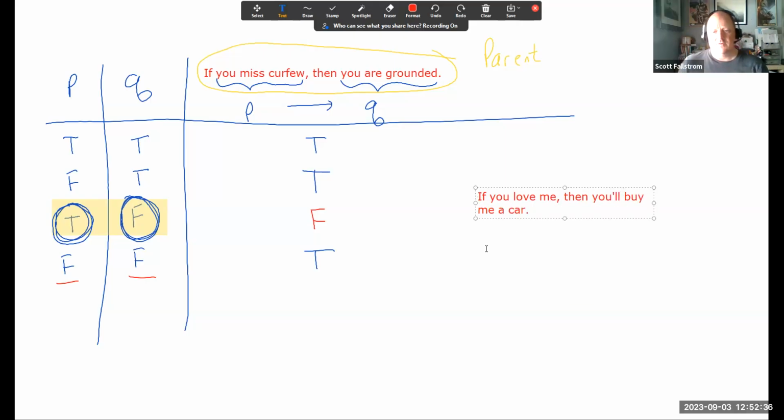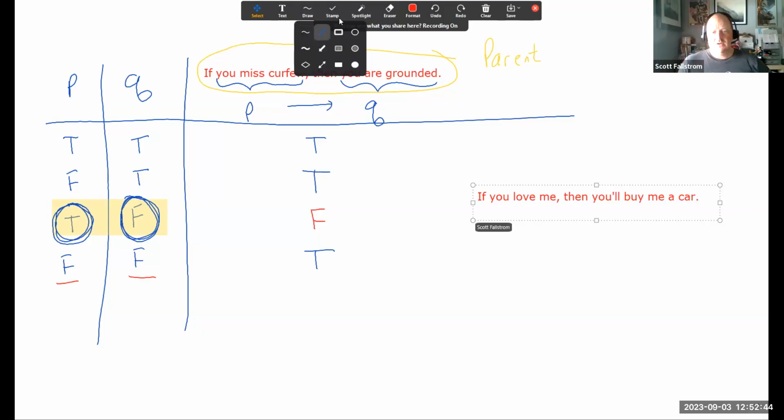So here's something from my daughter, right? This was around the age of, I don't know, 16, 17. Maybe you said something like this at some point too, right? If you love me, then you'll buy me a car. Well, I do love her, but I did not buy her a car.